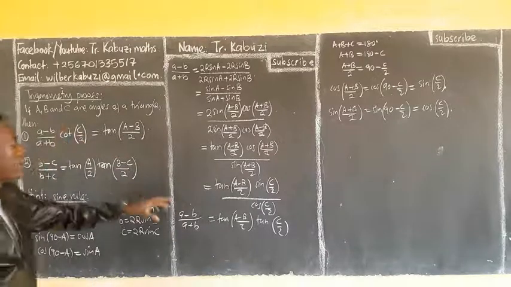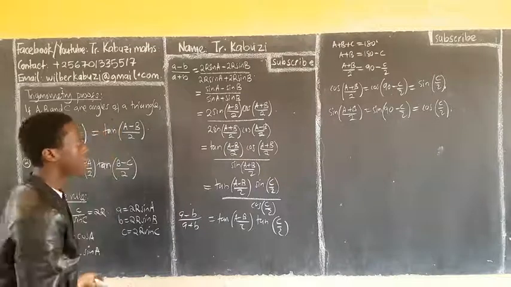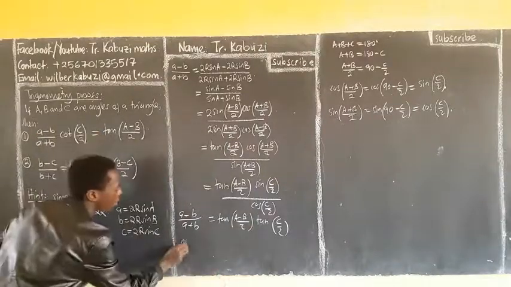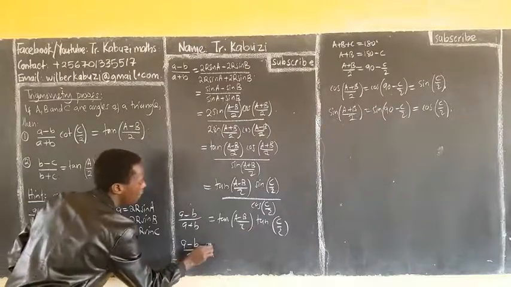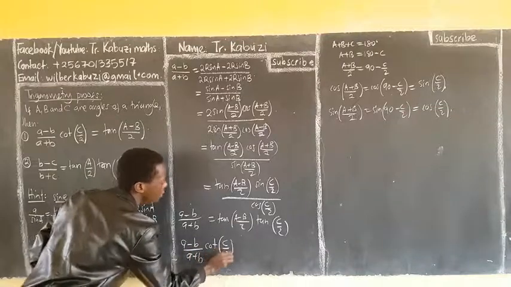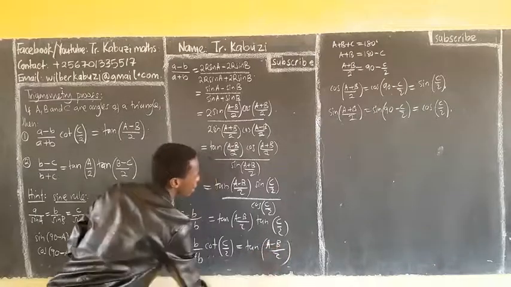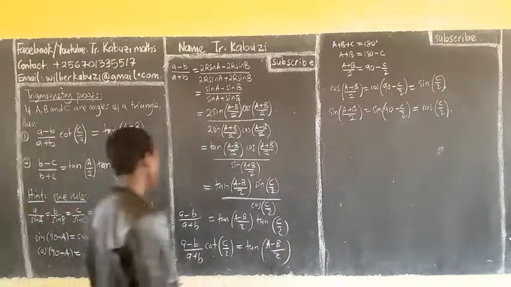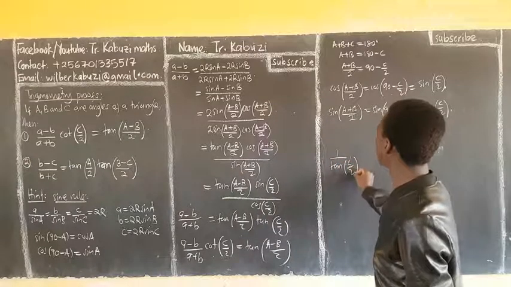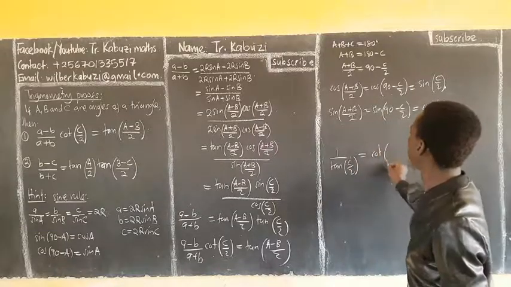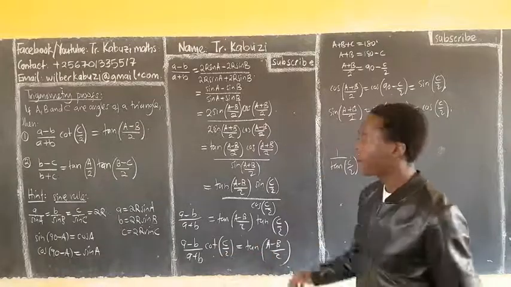I want a cot, so I divide this side. This will be 1 over tan, and 1 over tan is cot. So if I divide this here, I have now a minus b over a plus b. If I divide this here, I'll be having now cot of C over 2 times tan of A minus B over 2. And that's the proof. Why? Because we know 1 over tan C over 2 will give us a cot C over 2. So if you divide this side, that's why I'm having this.